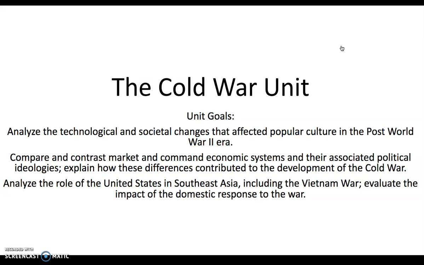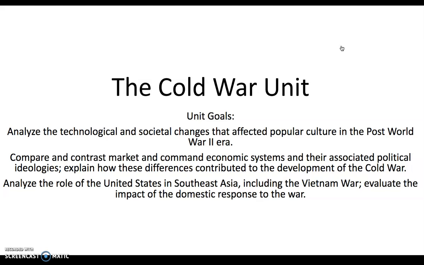So, the unit goals here. Our big things that we want to take away from the unit. Analyzing the technological and societal changes that affected popular culture in the post-World War II era. This is where we're looking at changes inside the United States in terms of societal changes. That's something we go on throughout. We're not going to really talk about that here necessarily, but we're going to talk about that more in the coming lessons, and it goes all the way through the Vietnam War. So for those that really like the 60s and hippie culture and all that, we're going to come back to that.